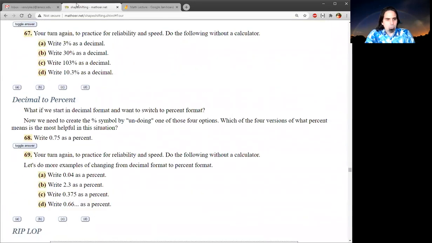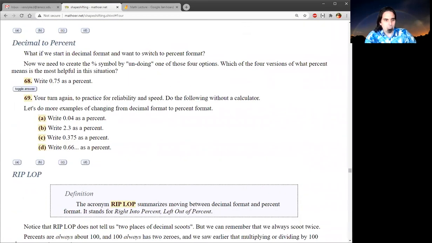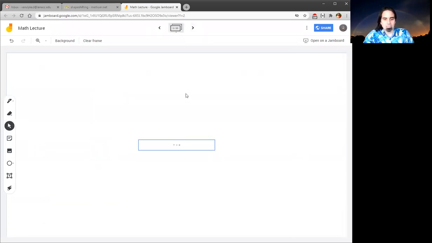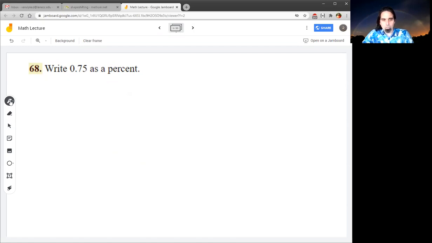Similarly, if I wanted to go the other direction, now I have a decimal that's not in percent format, and I want to put it in percent format. So I want to just put a percent sign on the end, but that changes the number. That's not the same thing anymore.